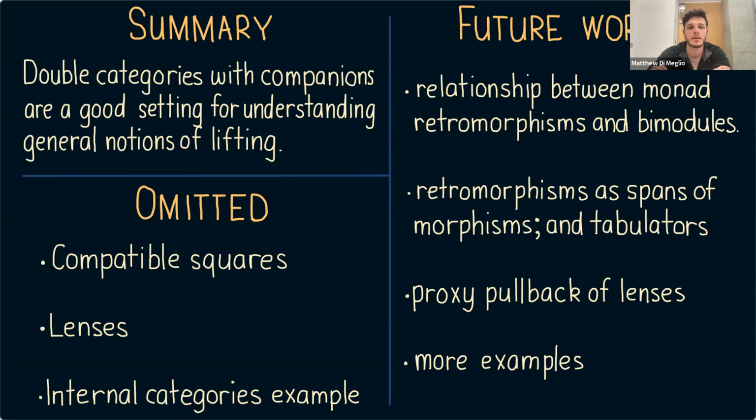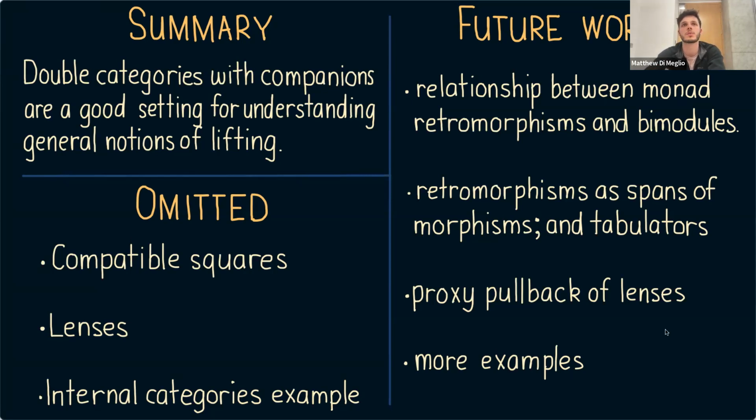Right. Yeah. So that is a good question. I guess in one sense, the way it comes out of the theory is that the continuous ones are the morphisms and the open ones are the retromorphisms.